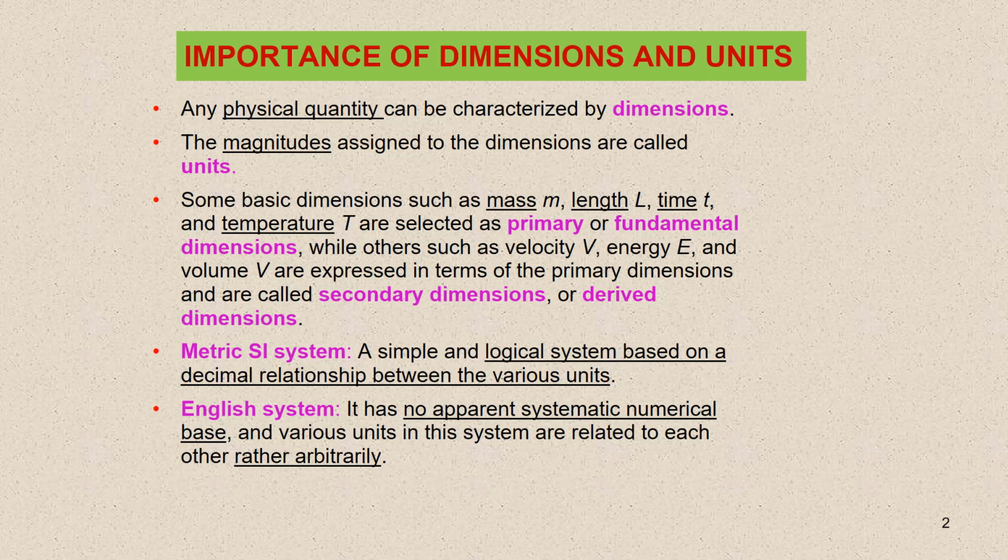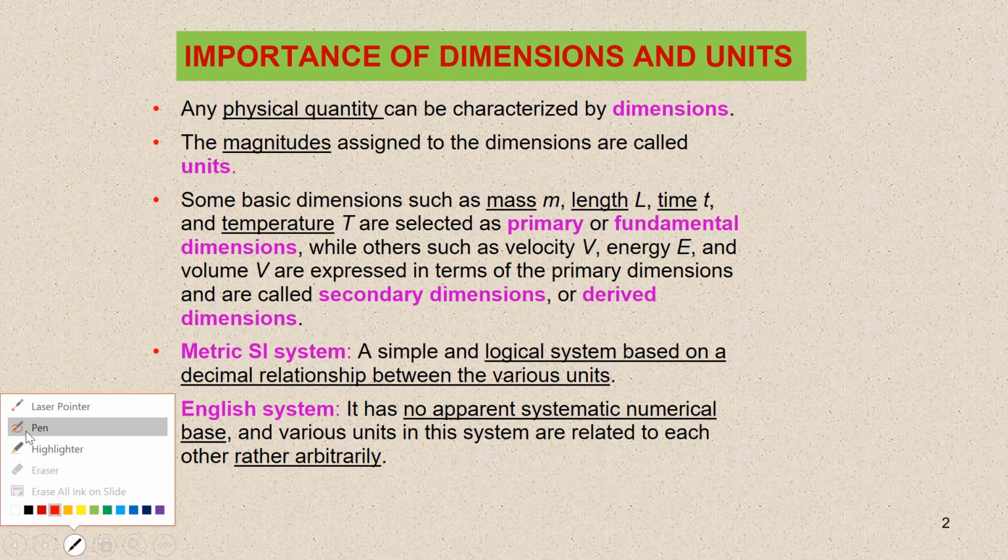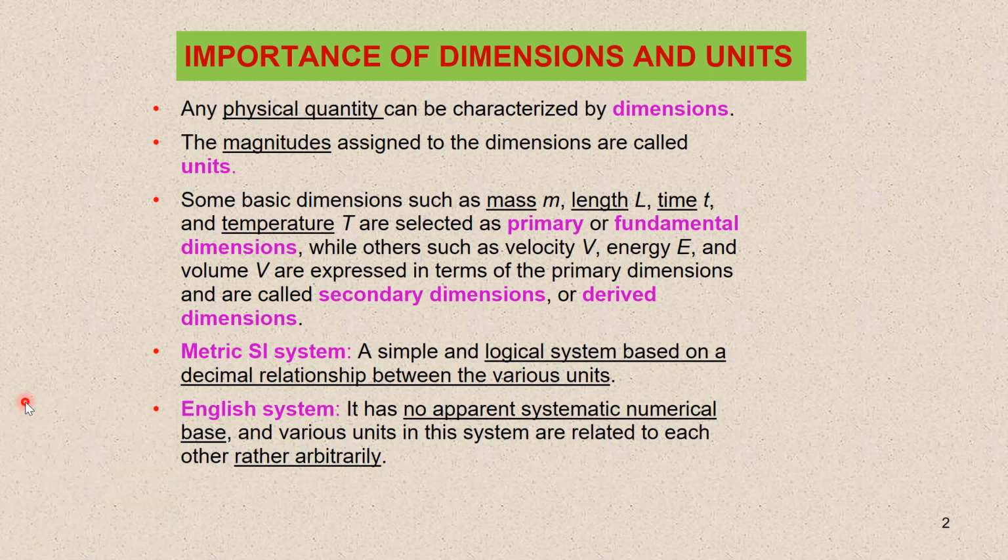So let's look at the importance of dimensions and units. Any physical quantity can be characterized by dimensions, and the magnitudes assigned to these dimensions are called units. Some basic dimensions, such as mass, usually depicted by the letter capital M, length by capital L, time by lowercase t, and temperature by capital T, are used as primary or fundamental dimensions.